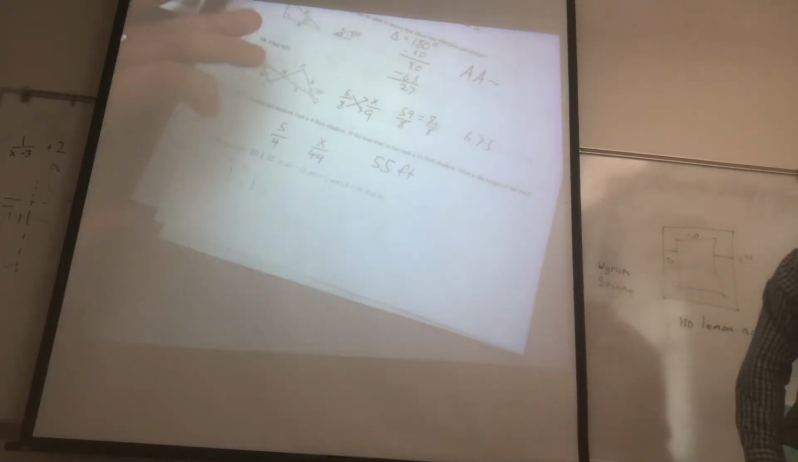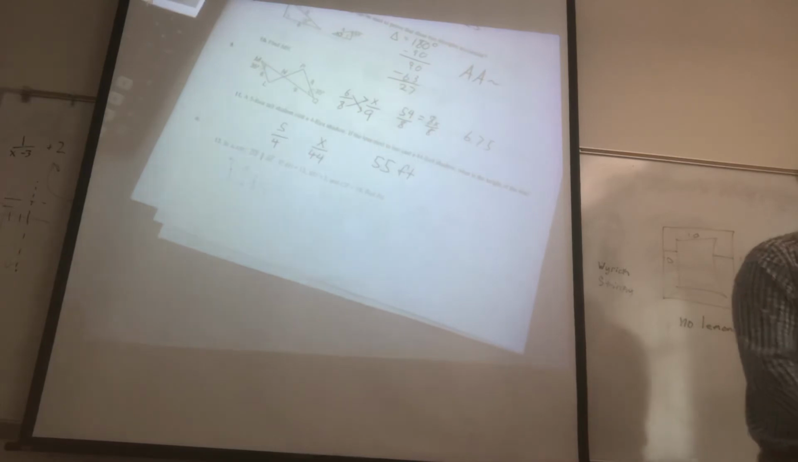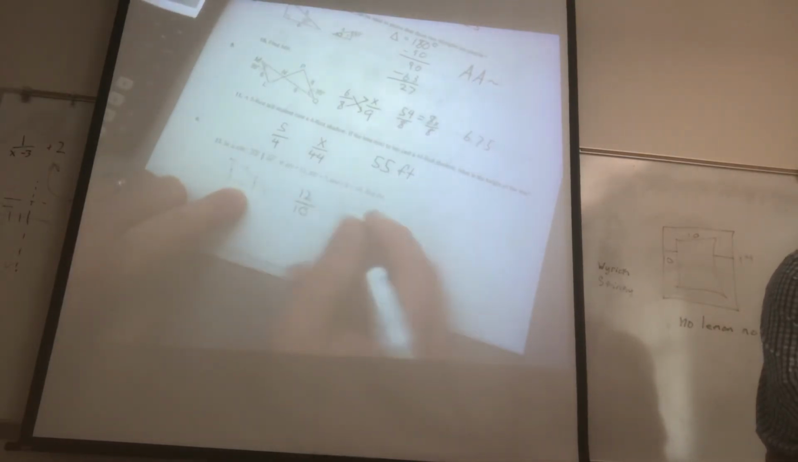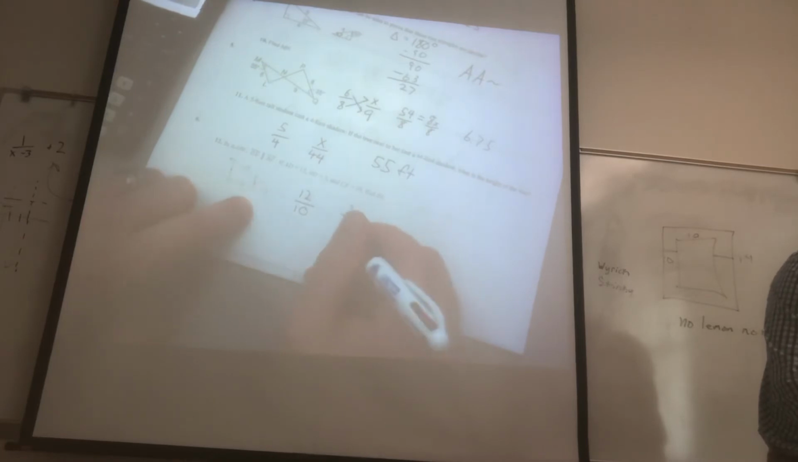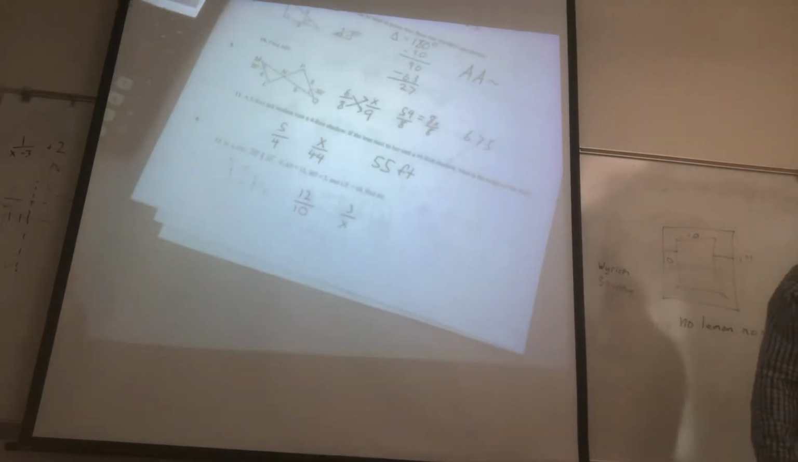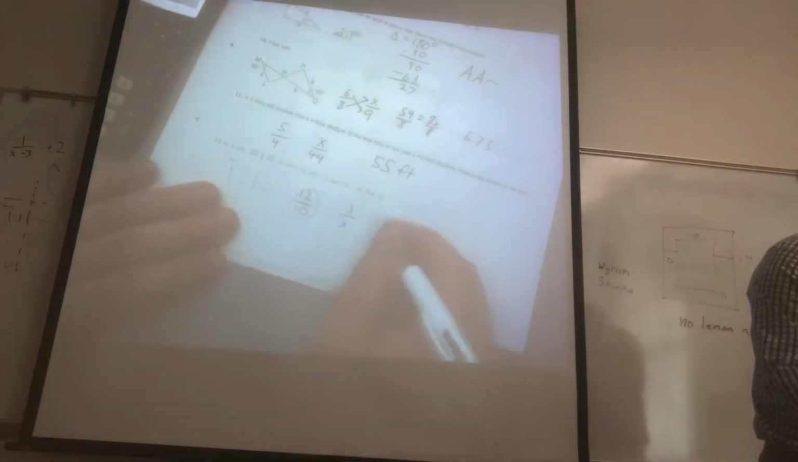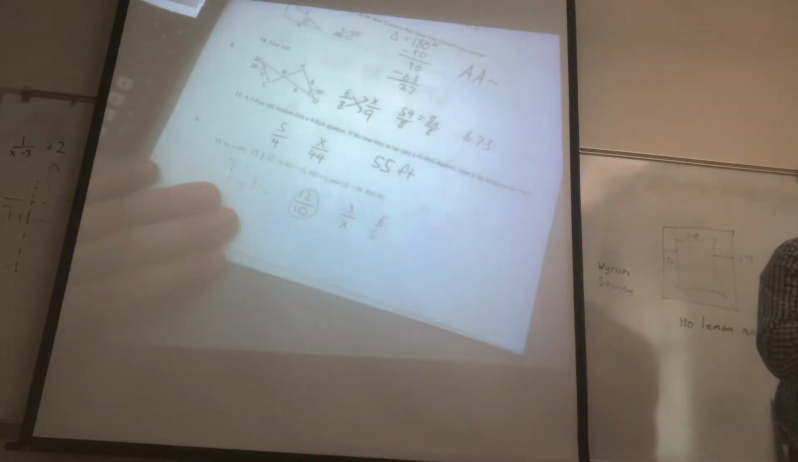If these are parallel lines, then we can either say we want the whole triangle, or we can say we want the parts. If we do parts, this is 12 on the top is to 10 on the bottom, as 3 on the top is going to be to x on the bottom. We can reduce this to 6/5.